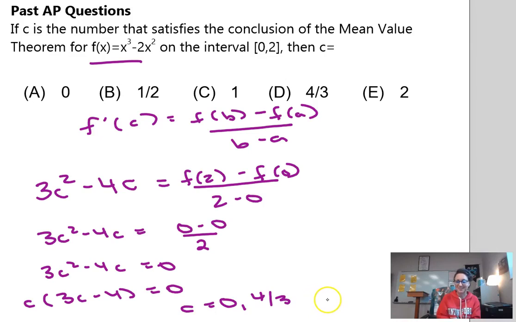Now it's multiple choice, only one of these answers can be correct. Which one do you think is correct, 0 or 4/3? 4/3 is correct. 0 is not valid, nor is 2, because it has to be a c value inside my interval for the conclusion. So I need to toss 0, and that is why only D, as in dog, is correct.